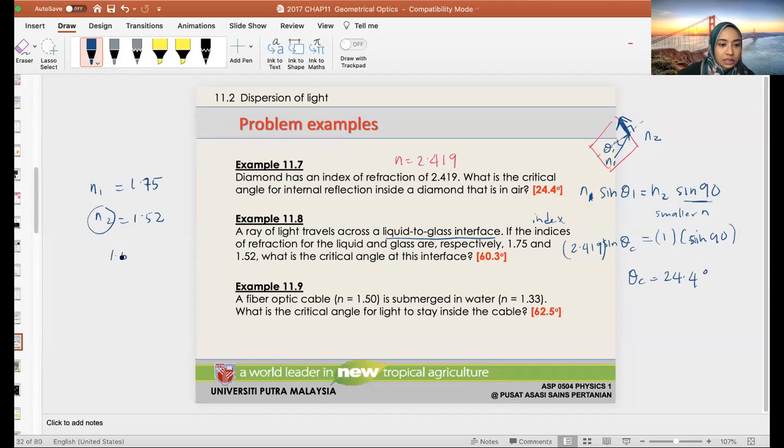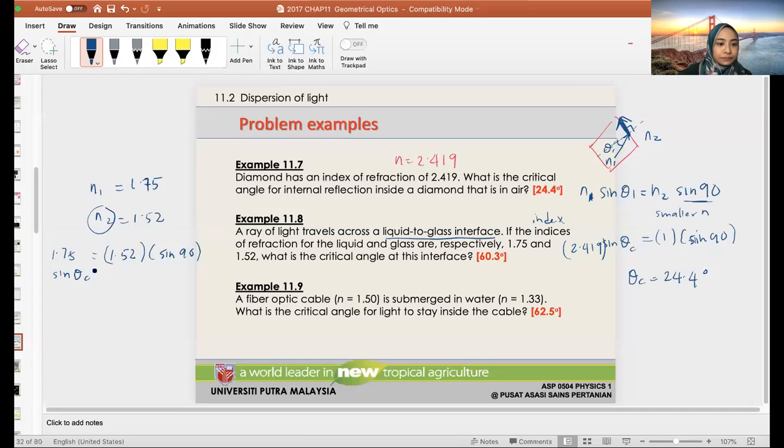So let's write that down. It gets the sine 90, which means that this guy gets 1.75 sine theta critical. Okay, so solving that should get 60.3. Let me check. Sine 90 times 1.52 divided by 1.75. Inverse sine of that will give me 60.29. Same, 60.29. Okay, so theta C is 60.29.